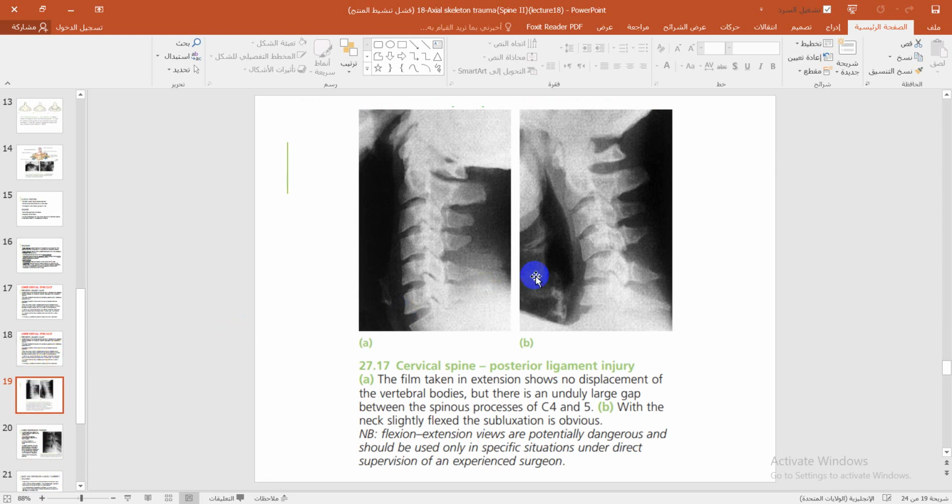Here you see the rupture of the posterior ligament. Here there is a gap, and here widening of the gap and also overriding of the vertebra above on the one below. This means some sort of subluxation, because sometimes it involves only the posterior ligament, but also the facet, and the facet might override one above the other, leading to the subluxation or dislocation of the facet joint.